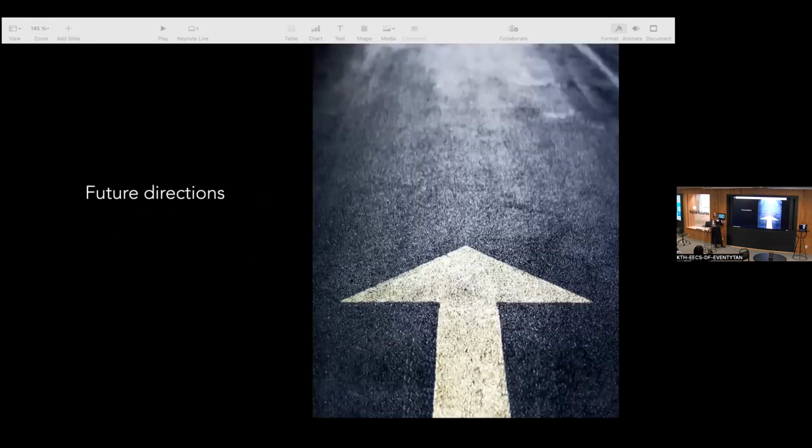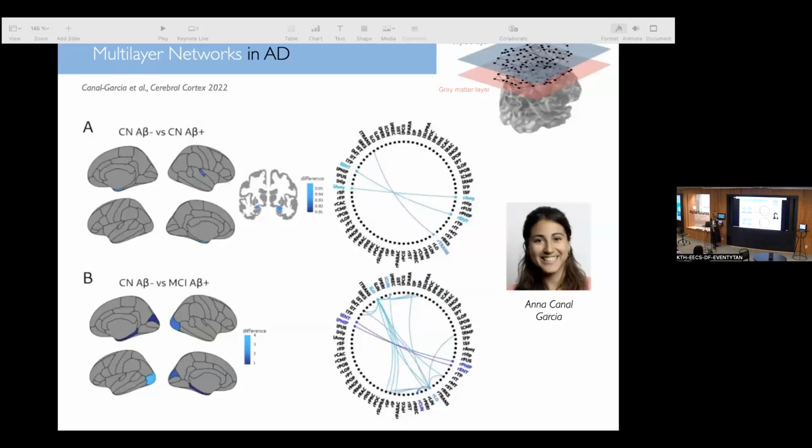Future directions. So I bored you long enough with all the things that we have done in the past, but as you know, this field is constantly evolving and also our research interests. So we must not stay still and also try different directions. So one of the things that we have been doing that I find particularly promising is to understand brain connectivity by building multi-layer networks with my PhD student, Anna, who is sitting here in the audience.